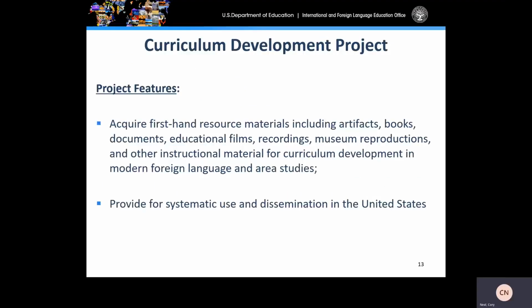Curriculum development projects are generally 4 weeks in length as well, and allow participants to acquire firsthand resource materials, including artifacts, books, documents, educational films, recordings, museum reproductions, and other instructional material for curriculum development in modern foreign language and area studies for use and dissemination in the United States.